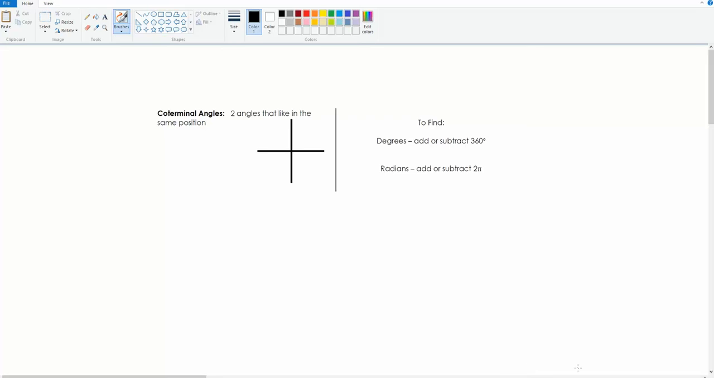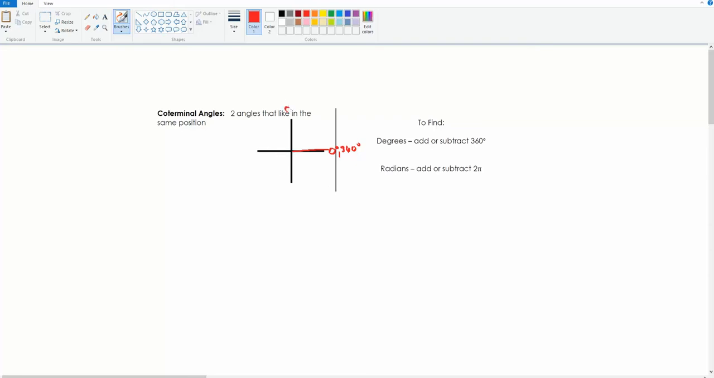All right, continuing with the notes, we're now on coterminal angles. Coterminal angles are two angles that have the same terminal position. So, for example, 0 degrees is 0 degrees. It's also 360 degrees, and it's also 720 degrees if you go another full circle. So they would be coterminal angles.